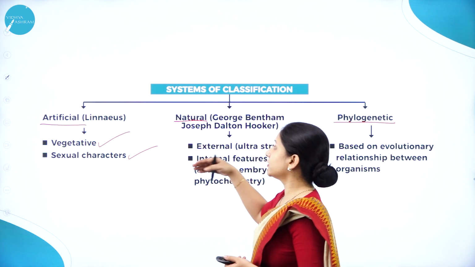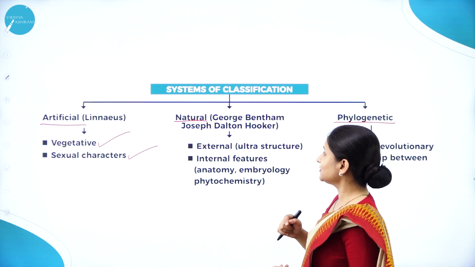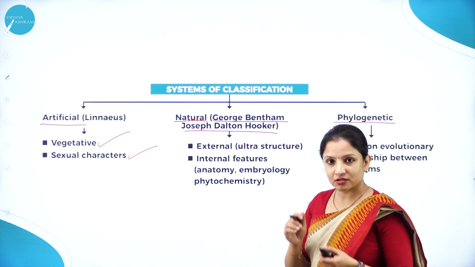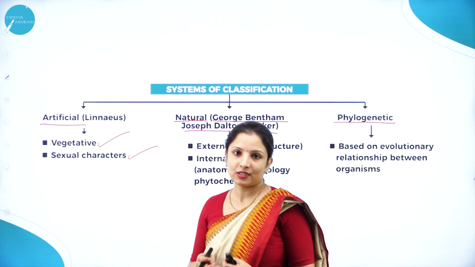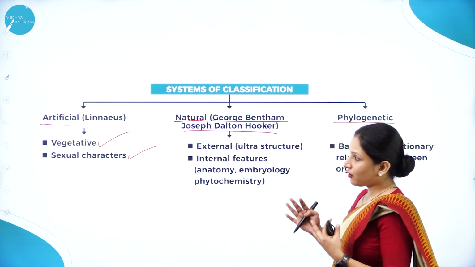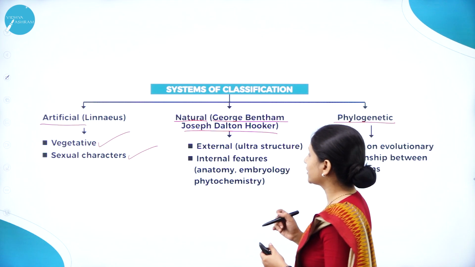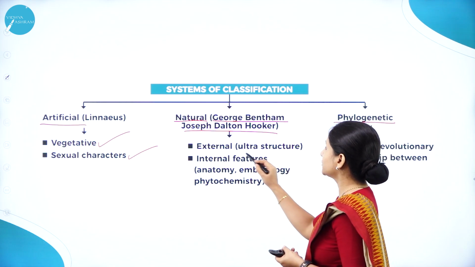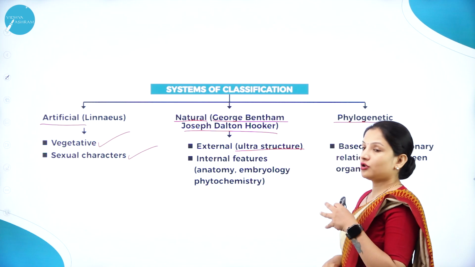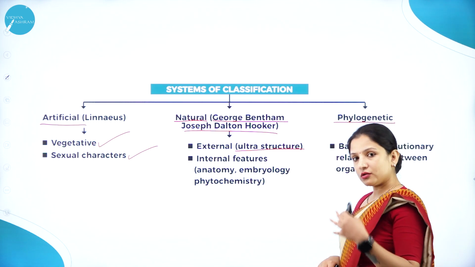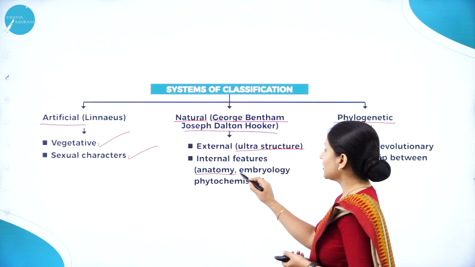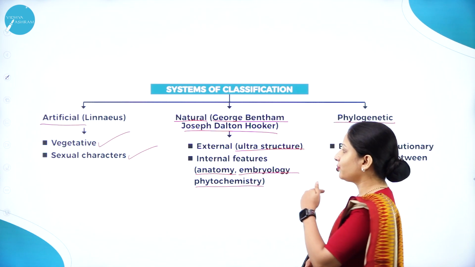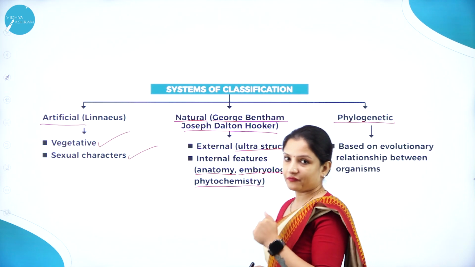Therefore, that is when the natural system of classification came into existence, and that was done by George Bentham and Joseph Dalton Hooker, and hence the natural system of classification is also called the Bentham and Hooker system of classification. Along with the vegetative and sexual characters, they also took into consideration the external and internal features of the organism, wherein they gave importance to the ultrastructure, how the organism looks, that is the external view, and they also went in for learning about the anatomy, the embryology and the phytochemistry of the organism as well. These were the points considered for classifying organisms under different taxa.